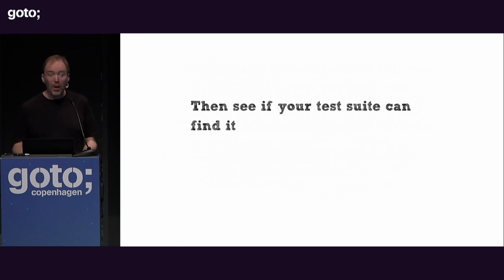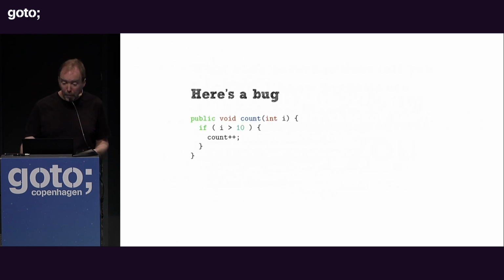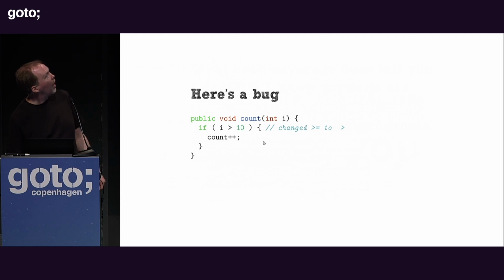It's pretty obvious when someone says it out loud. It's not a radically clever idea, but it's a very powerful idea. So here's a bug. Can anyone see it? You need memory and a close eye for detail. Two things I personally don't have, so I wrote it down. So we've changed greater than or equal to into greater than from that code from before.